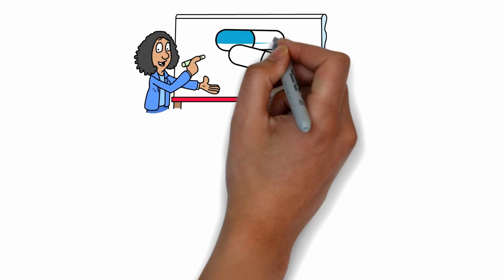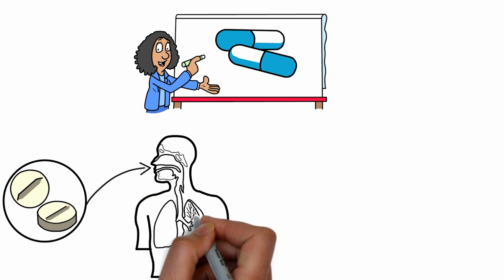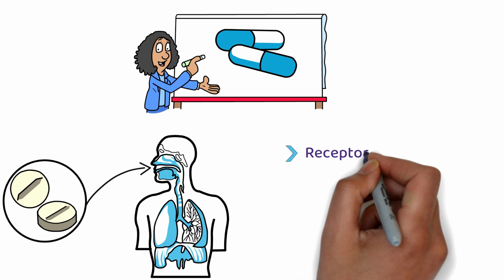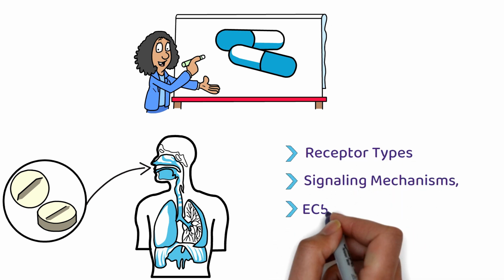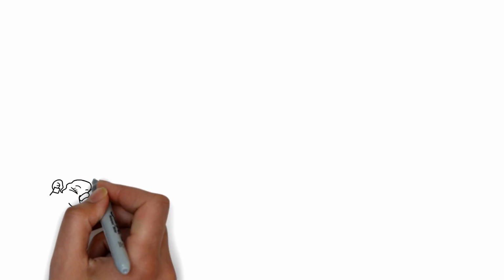Today we're diving deep into the heart of pharmacodynamics, how drugs actually produce effects in the body. We'll cover receptor types, signaling mechanisms, EC50, Emax, agonists versus antagonists, and more. Let's break it all down.